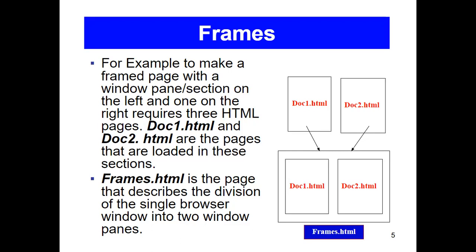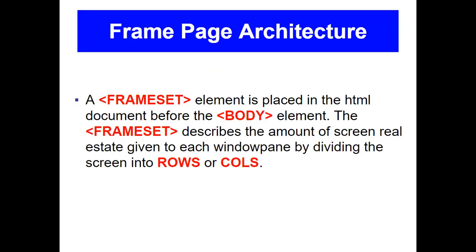How will we do such segmentation of the main browser window? We achieve it with the help of the frameset element, which is placed in the HTML document before the body element. Frameset does what? It describes the amount of screen real estate given to each window section or pane by dividing the screen into rows or columns.